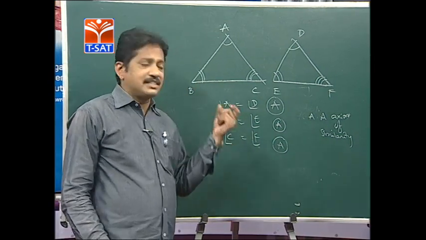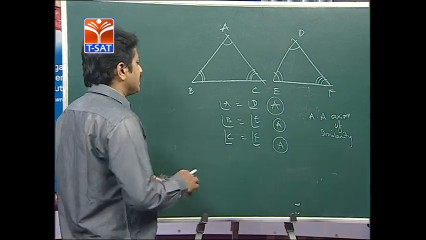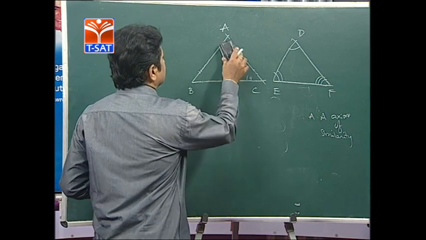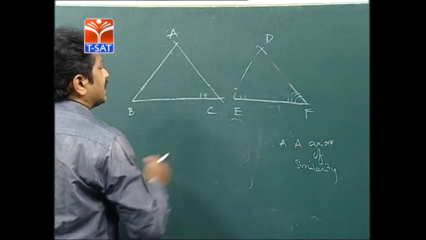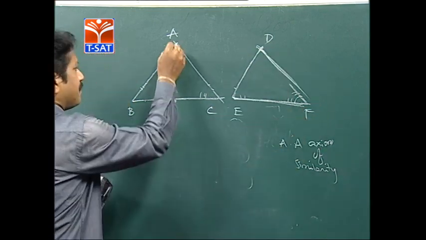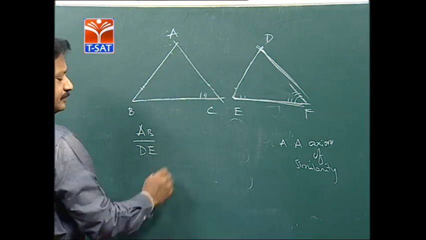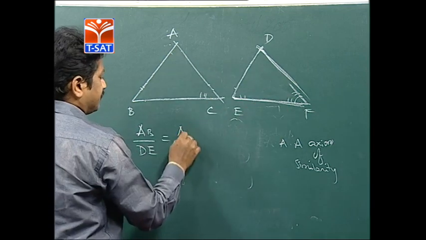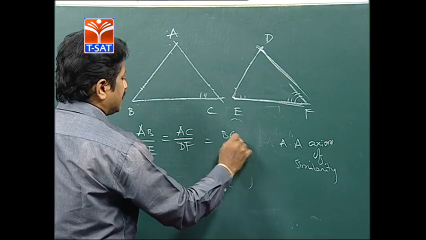After observing similar triangles, we have another one. Generally we call them the corresponding sides, like AB and DE. AB by DE is equal to AC by DF, which is equal to BC by EF.